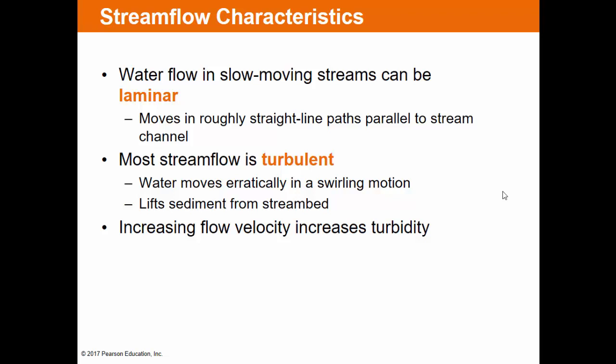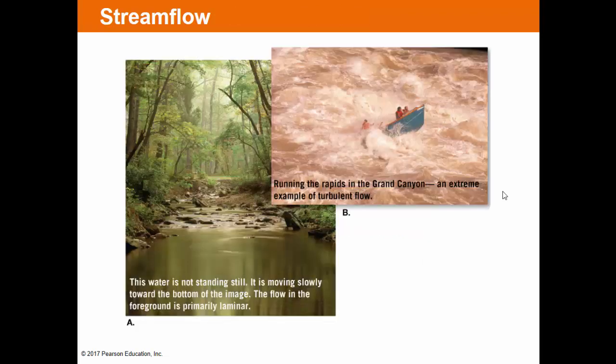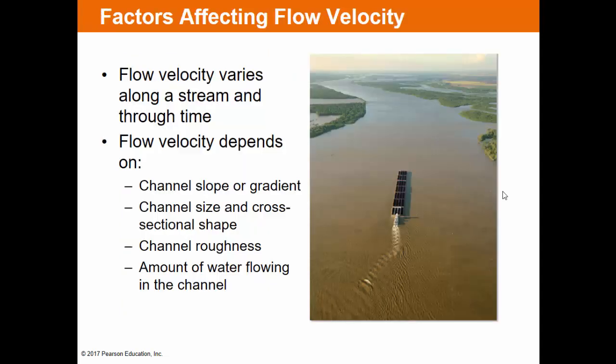This turbulent flow has the ability to lift sediment from the stream bed. And the higher the velocity of the water, the higher the turbulence, and therefore the greater amount of sediment that can be lifted from the stream bed, and therefore the greater amount of turbidity. Turbidity refers to how much sediment is actually in the water column. So this water in the stream to the left is not standing still. It's got a laminar flow. It's slowly moving toward the bottom of the picture, where very clearly the Colorado River has got a turbulent flow.